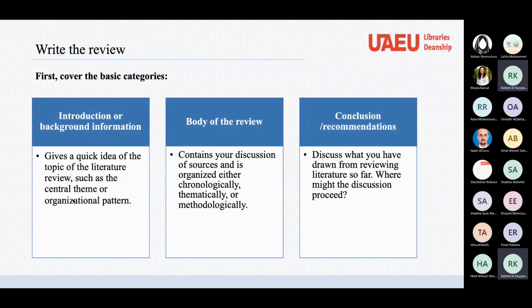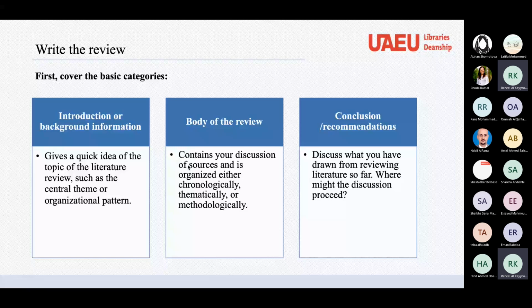Okay. Literature review must contain at least three basic elements: introduction or background, the body of the review, and the conclusion. This is the basic thing for a traditional literature review. So what is included in the literature? You will start with the introduction. Introduction gives a quick idea of the topic of the literature review, such as the central theme or organization pattern. So introduction actually explains the overview of your research topic. The body, how to organize it and what methods you're using on the body.